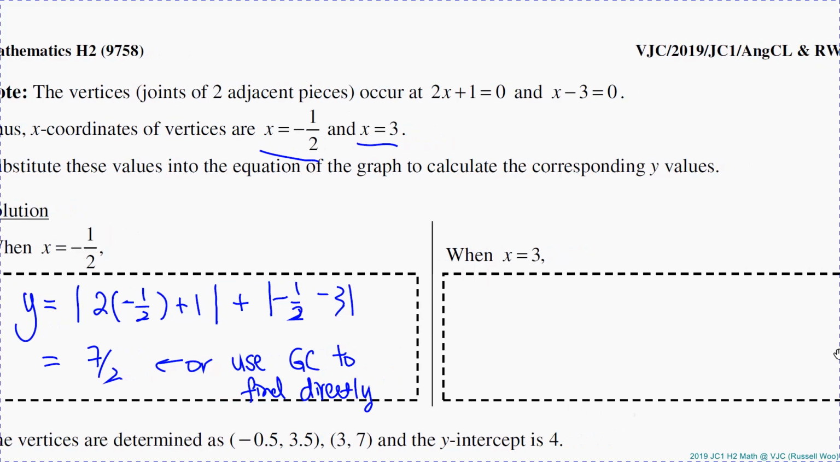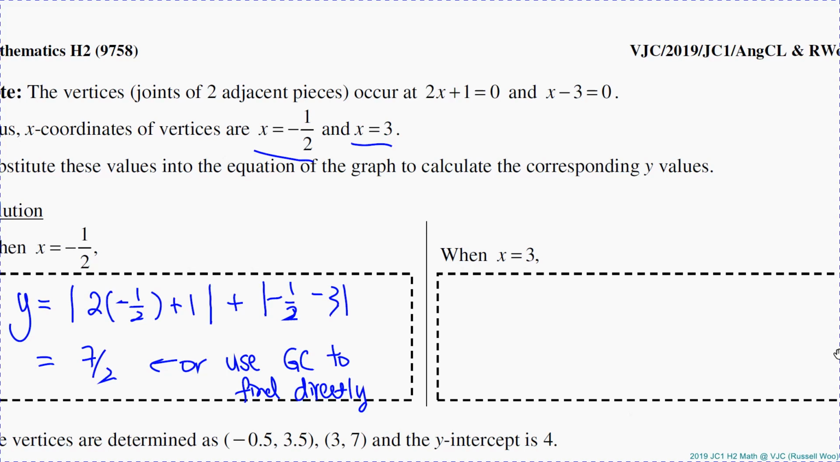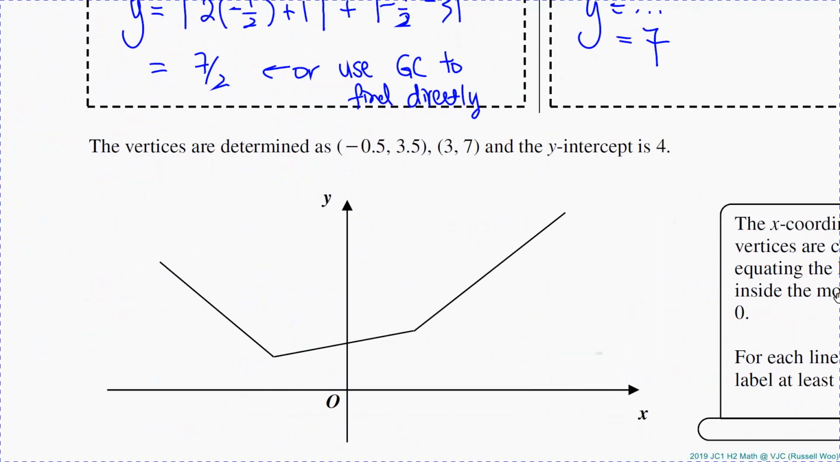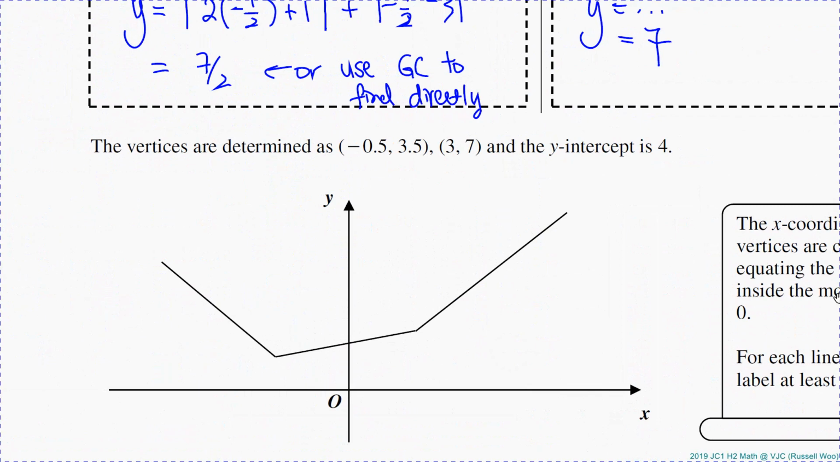Now, I shall not go through how to find this y. I think you can do it on your own. You can get a 7, or you can use GC directly, you can get 3. So which means, whenever they ask you to sketch a graph, this is not useful, because you actually have not included the important points, which are your vertices and your intercepts. So there are a few points that we need to label.